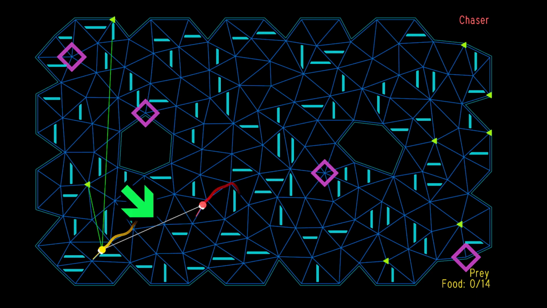This gray line of sight links the chaser and the prey when they can see each other, if looking in the right direction. The green sight lines appear when the prey can see food, if the prey is looking in the right direction.